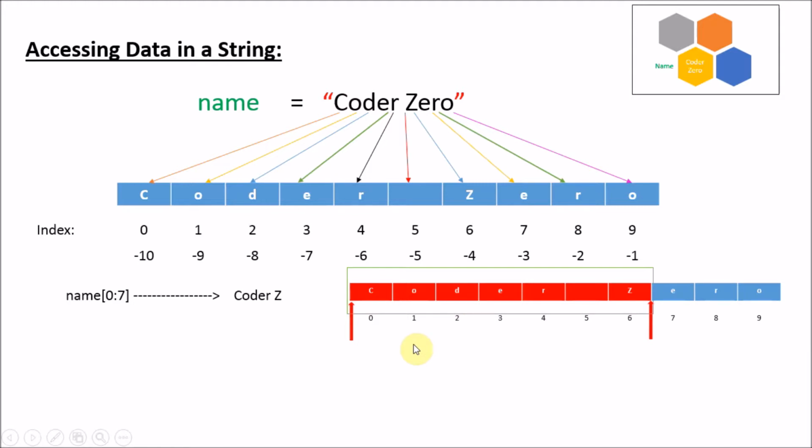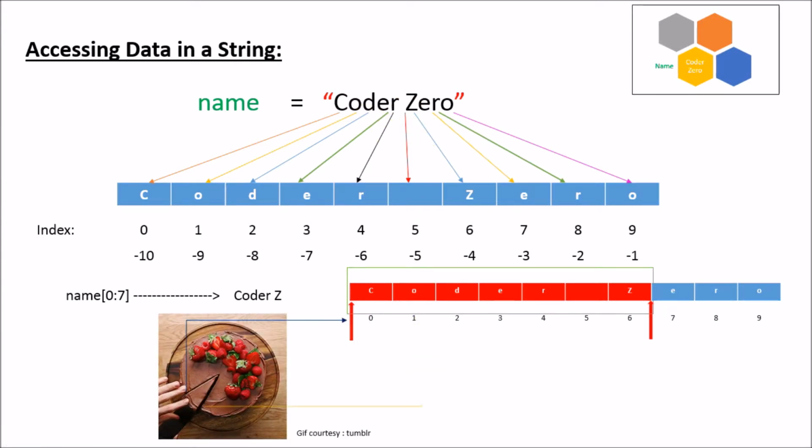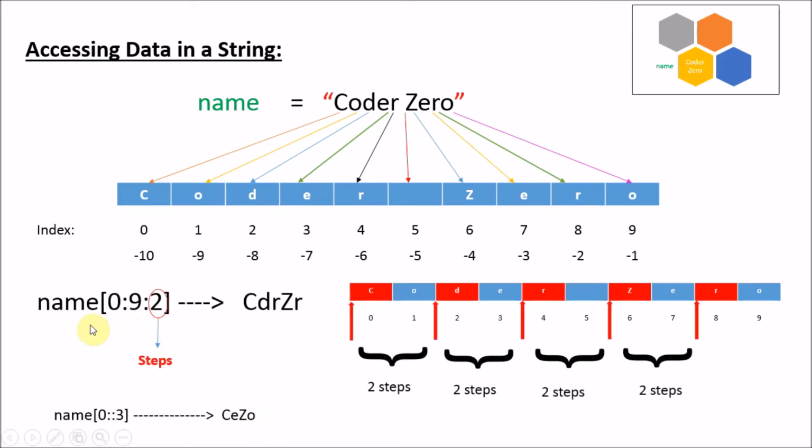So you are cutting a slice, you are getting a portion of the whole string. Think of it like cutting a cake. You will cut here first, then you will cut here after that, and now you can get the slice. You can compare this operation with this one also, right? Another way of getting multiple values is using this syntax.